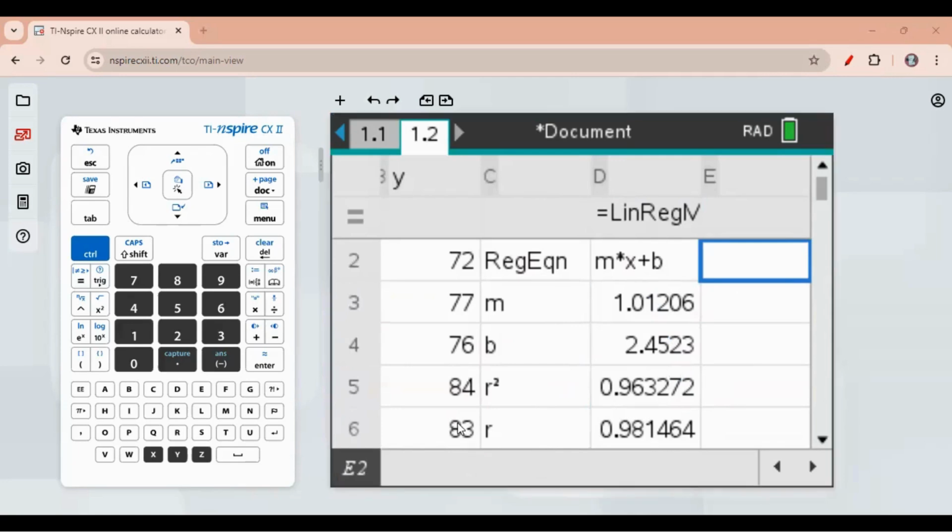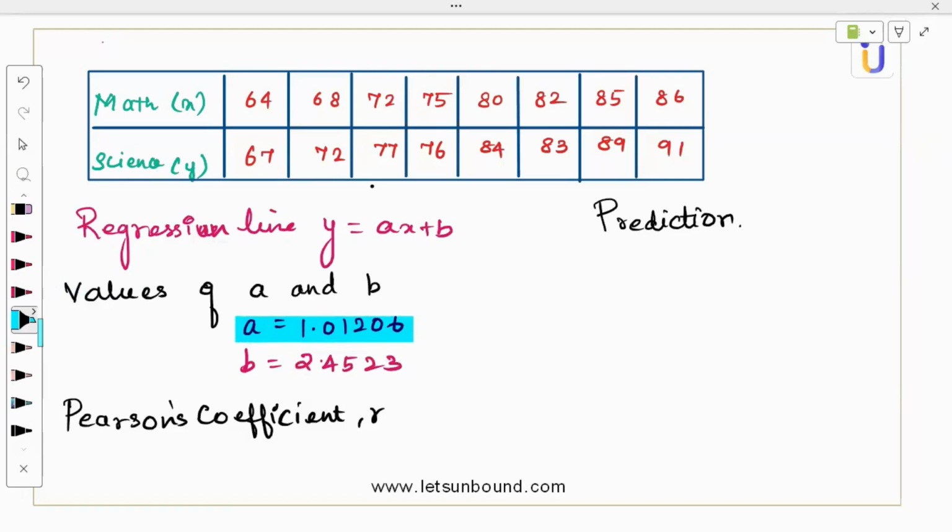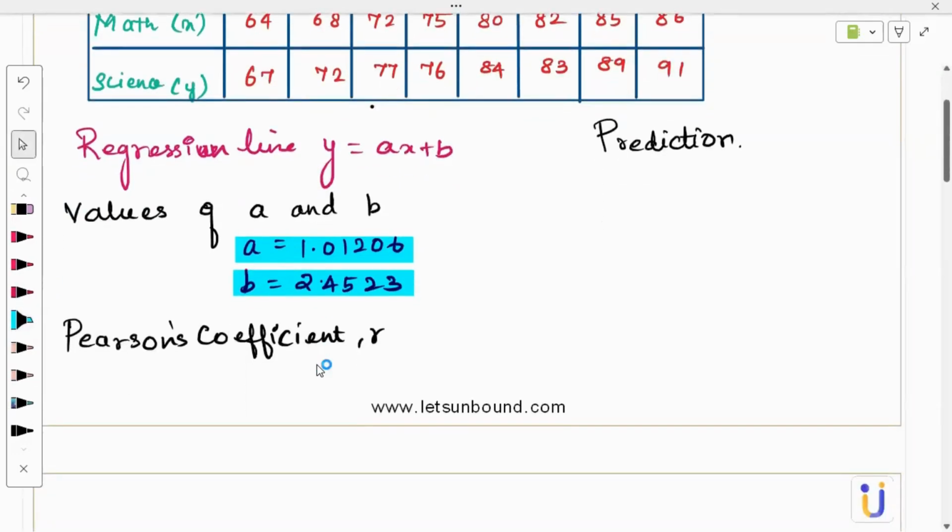Let's switch to the question part now. Right. So the value of a we got, directly copied from that, a is equal to 1.01206. Then the b value we got, that is the m in our calculator, right, and it's 2.4523. That's it. The first part is over. Then the Pearson coefficient, it's r, not r squared. So we get r, I'm just writing every value. We can approximate to 3 significant figures, that's also fine. So 0.981464. So it's also done.